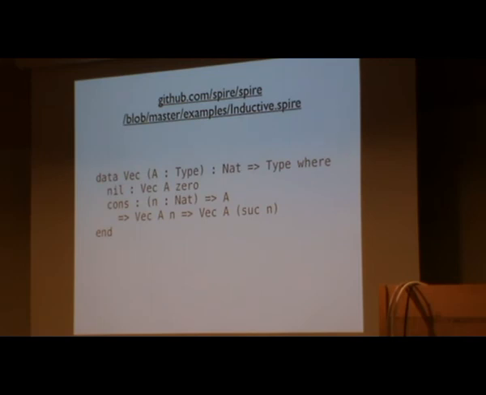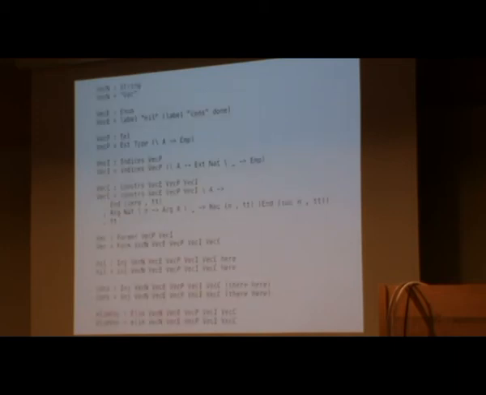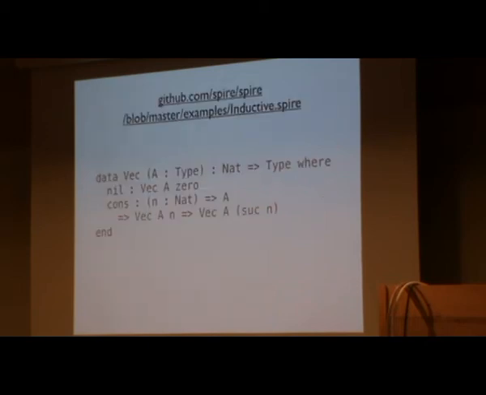And this is implemented in a language I'm working on called Spire. So if you declare a data type like vectors here, then it actually elaborates into these helpers, so the ing and the elim and the form and everything. So you can check that out.